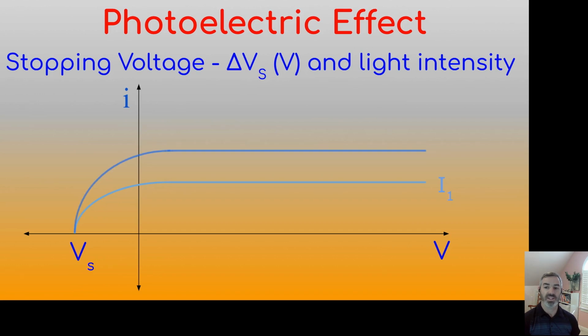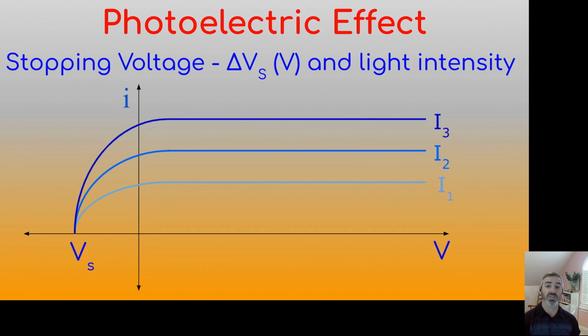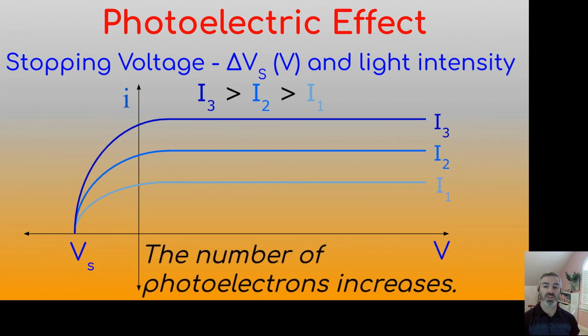Now, if we increase that intensity, the intensity increases the current, but it does not change the stopping voltage. So the stopping voltage remains the same, even though the intensity of light increased from I1 to I2 to I3. The stopping voltage is unaffected by the intensity of light. What it does change is the number of photoelectrons. That increases, which is why the current increases, because more charge passes through given points at a time, since more electrons are going from the emitter plate to the collector plate. But the energy of those photoelectrons is not any greater based on the intensity.